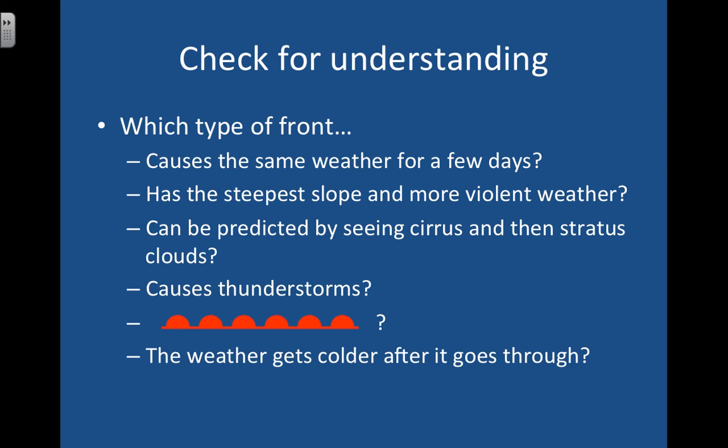Okay, here are the answers. A stationary front causes the same weather for a few days. And once again, I said that one was optional for this class, so don't worry about it if you didn't get it. A cold front has the steepest slope and the more violent weather. A warm front can be predicted by seeing cirrus and then stratus clouds. A cold front causes thunderstorms. That symbol is a warm front. And the weather gets colder after a cold front goes through.